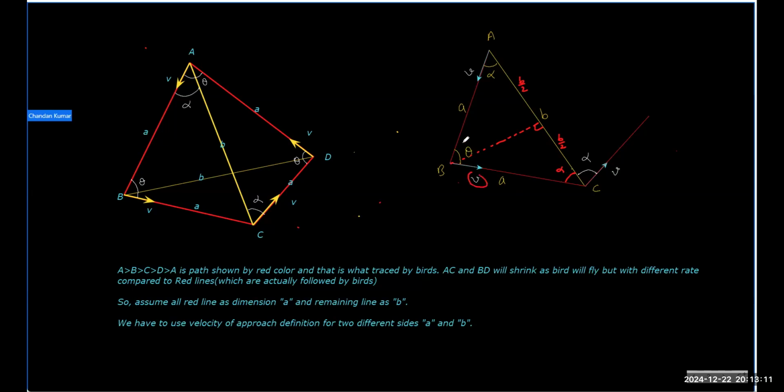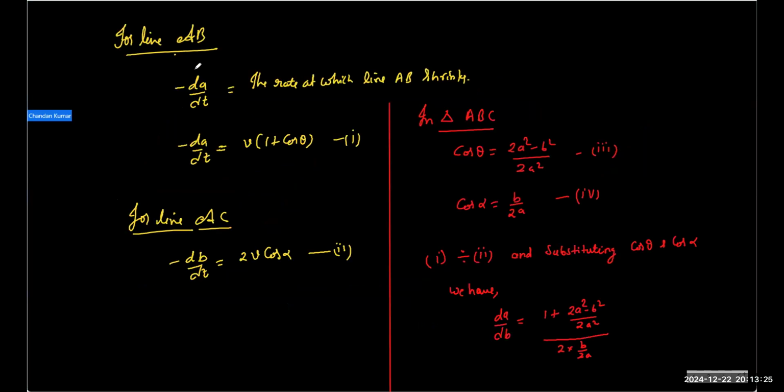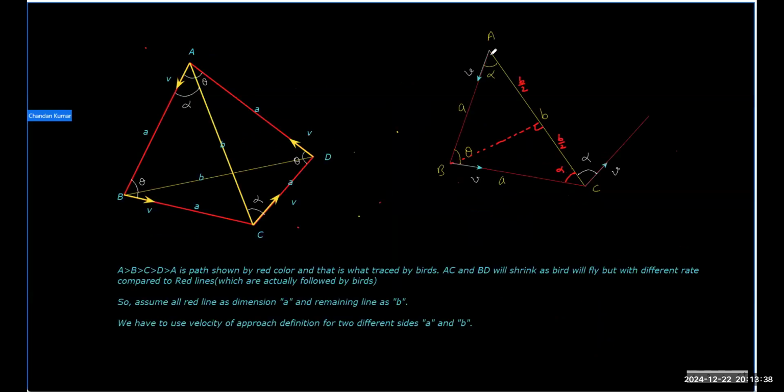And if this is V, and this is theta, so we can say this must be V cos theta. So now this is V and this is V cos theta. So definitely the approach velocity will be the sum of the two. So this is what I have written here: the rate at which the length will shrink is equal to the velocity of approach, that we can write in this format. Now, similarly, if I go back to the line AC, here the angles are the same on both sides. These are the same angles.